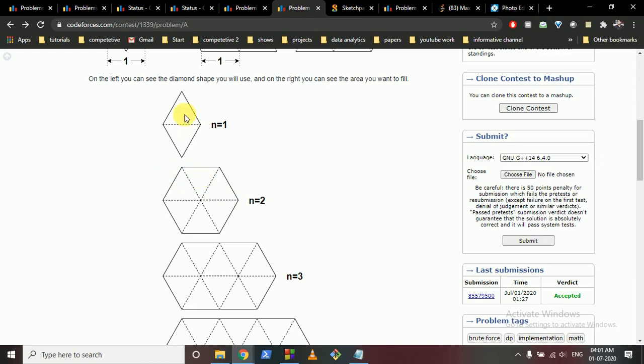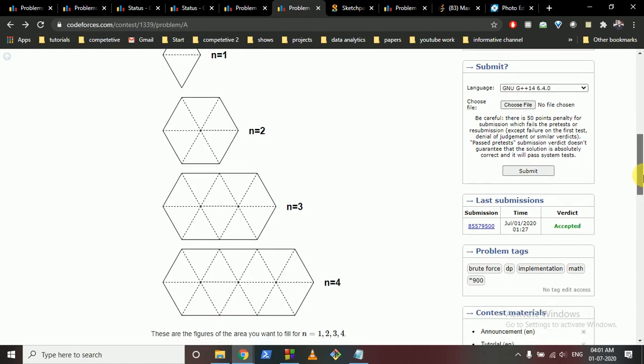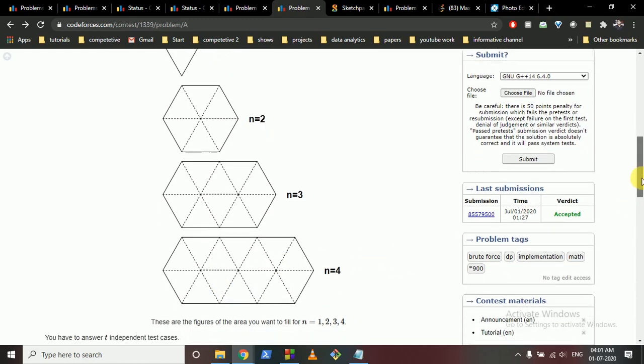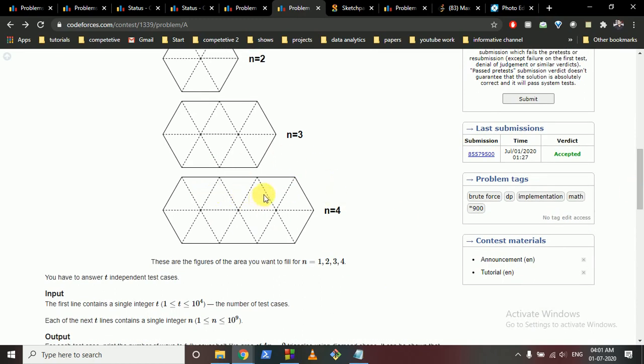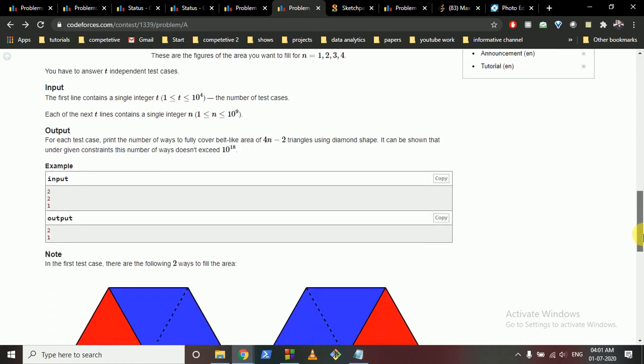Here you take one more diamond aside of this and the belt grows. For n equal to 3, take 3 diamonds side by side, and for 4 there are 4 diamonds side by side. Now you have to find out how many possible ways there are to form these belts. In how many ways can you place a diamond? I'll take an example to make it more clear.